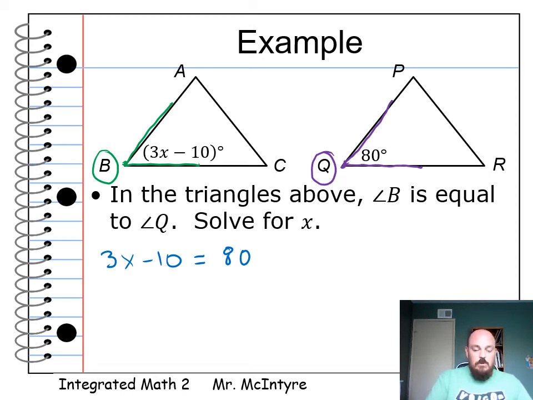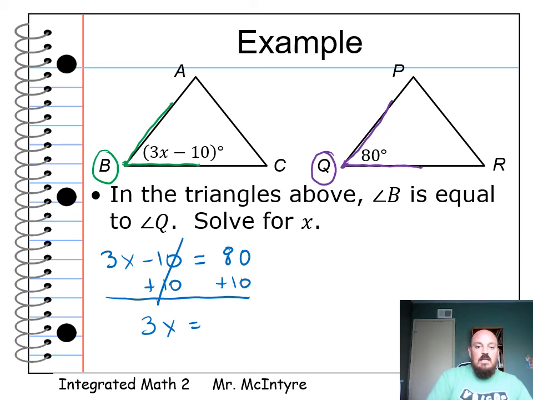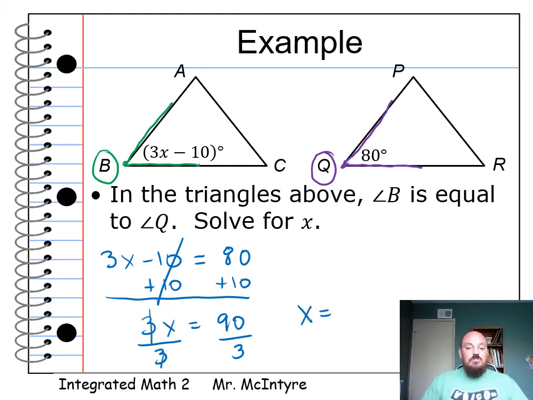Now remember, from equation solving, we can do anything we want to the equation as long as we do the same thing to both sides. If I want to cancel out a minus 10, I do that using a plus 10, but I have to do it over here also. So those are gone. I get 3x equals 80 plus 10 is 90. And then I want to cancel the 3. And I do that by dividing. So if I want to cancel out that 3, I'm going to divide both sides by 3. That 3 cancels with that one. And the answer to the question is 90 divided by 3, which is 30.